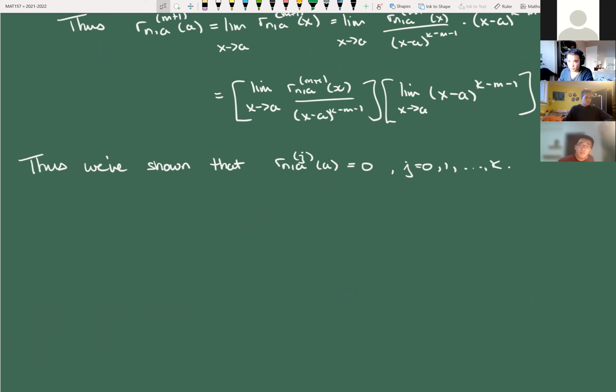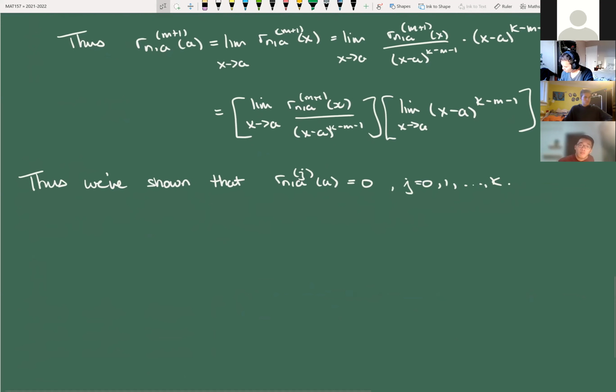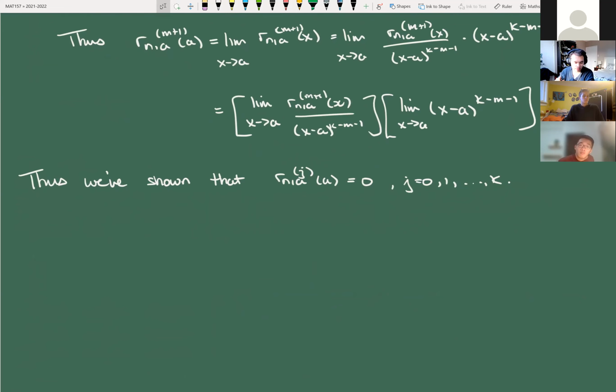So now that we know that all the derivatives have vanished, how do I get k factorial over k minus m? Sure, okay. So here, I'm going to write down something else as well that's related to this, and it will hopefully clear it up. Yeah, let me say this. Okay, I'm going to use this in a second.